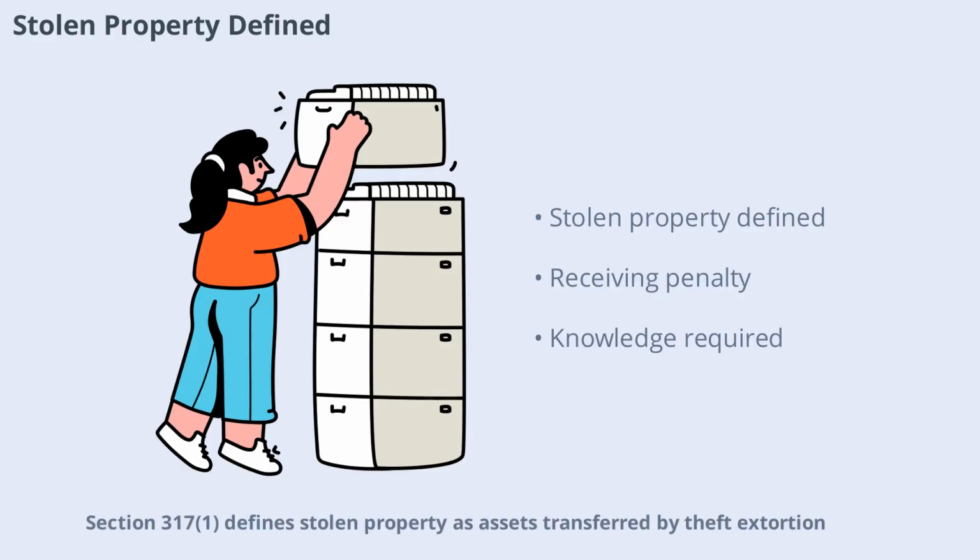Section 317(1) defines stolen property as assets transferred by theft, extortion, robbery, cheating, or criminal misappropriation or breach of trust. The law covers property within or outside India, ensuring comprehensive protection. Section 317(2) punishes those who receive or retain stolen property dishonestly, knowing it was stolen. The law requires proof of knowledge and prior possession by another, maintaining strict standards for prosecution.